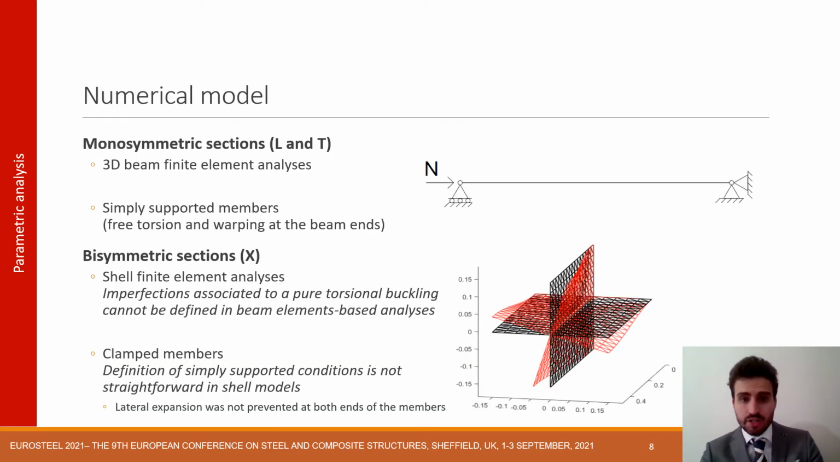The numerical model employed in the analysis was different for monosymmetric and bisymmetric sections. In the first case, 3D beam finite elements were employed in the analysis, and simply supported members were investigated. Instead, in the second case, shell finite elements were employed since imperfections associated to a pure torsional buckling cannot be defined in beam elements-based analysis. Moreover, clamped members were investigated as the definition of simply supported condition is not straightforward in shell models.